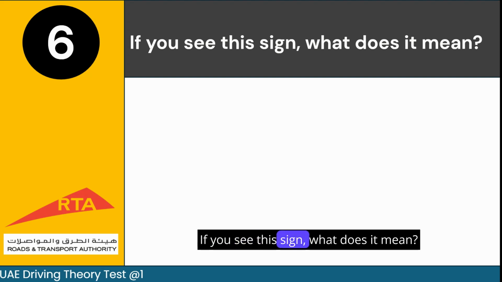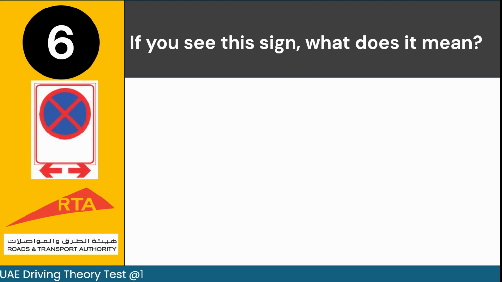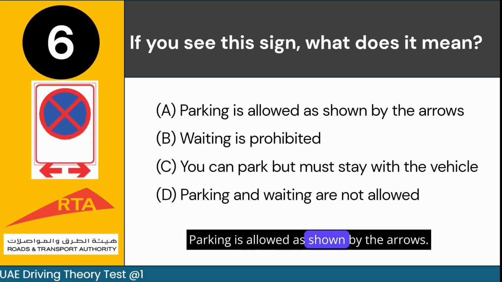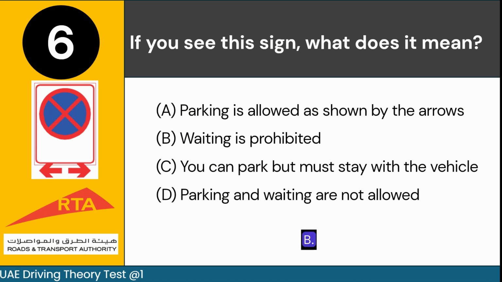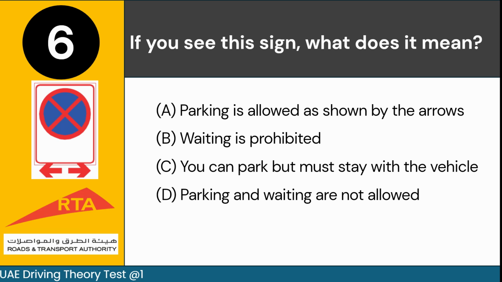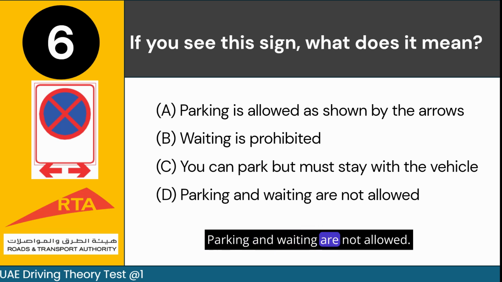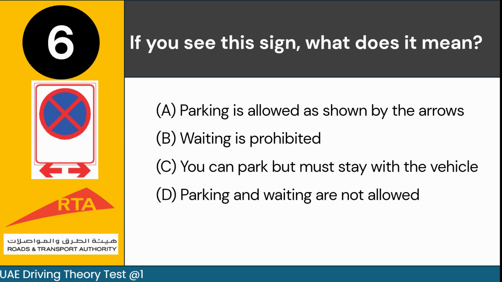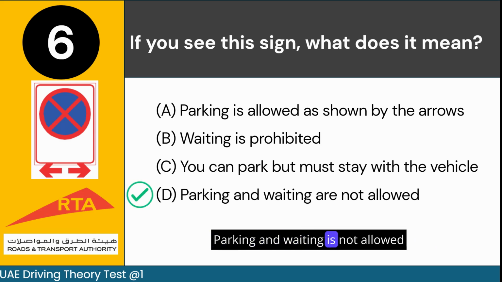If you see this sign, what does it mean? A. Parking is allowed as shown by the arrows. B. Waiting is prohibited. C. You can park but must stay with the vehicle. D. Parking and waiting are not allowed. Answer: D. Parking and waiting is not allowed in the areas as shown by the arrows.